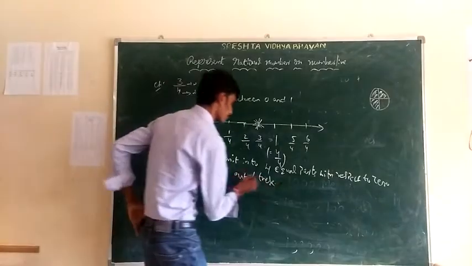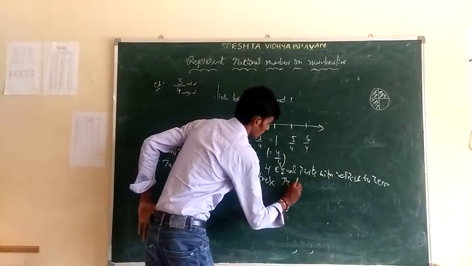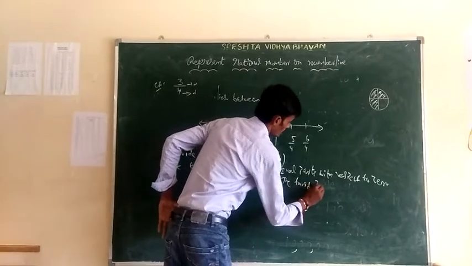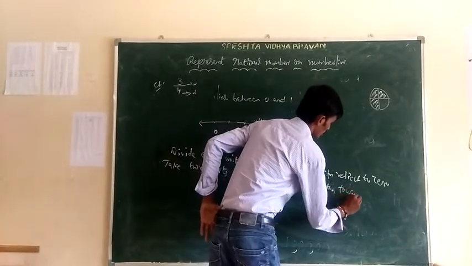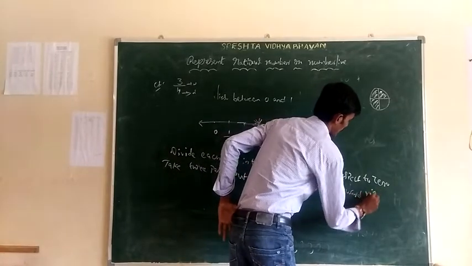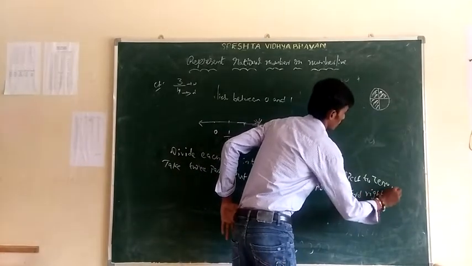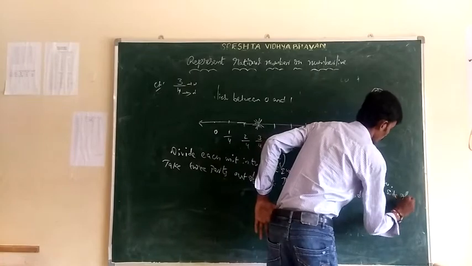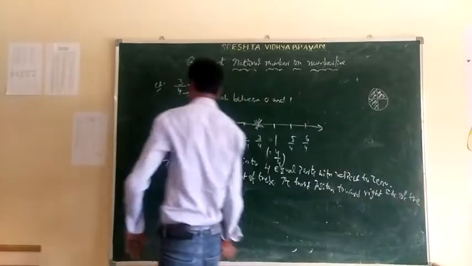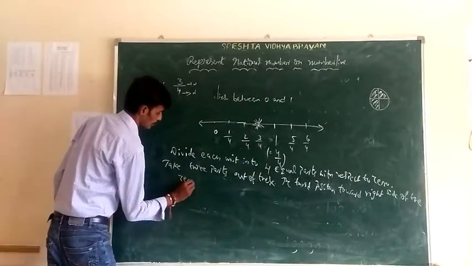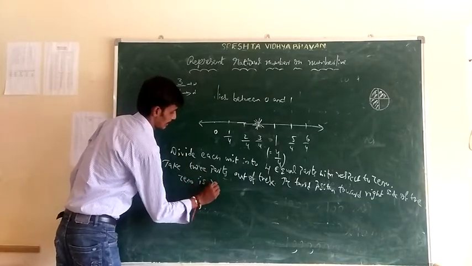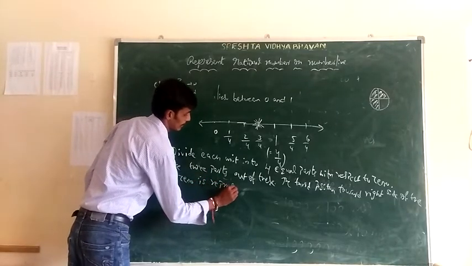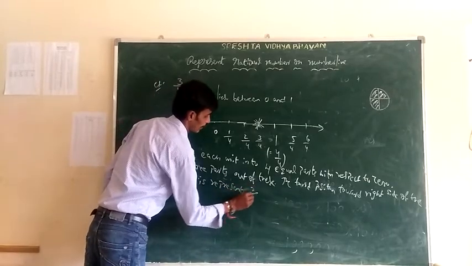That means the third position towards right side of the 0. Right side of the 0 is represent 3/4.